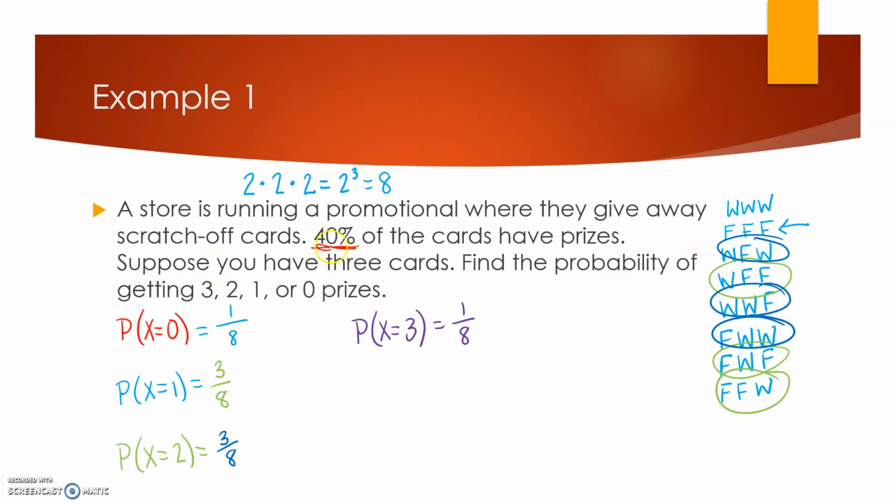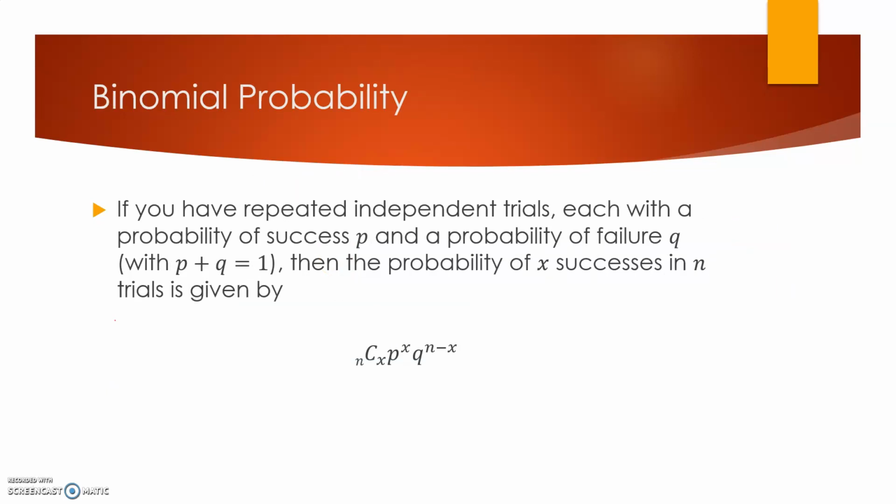So in the last problem, if 40% is the probability of a card having a prize, that means it has a 60% chance of not having a prize. So then we're going to calculate the probability of x successes. We're saying x is the number of successes in n trials, and the probability is given by this formula.